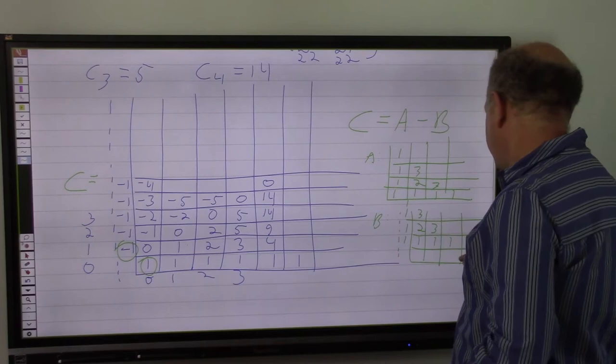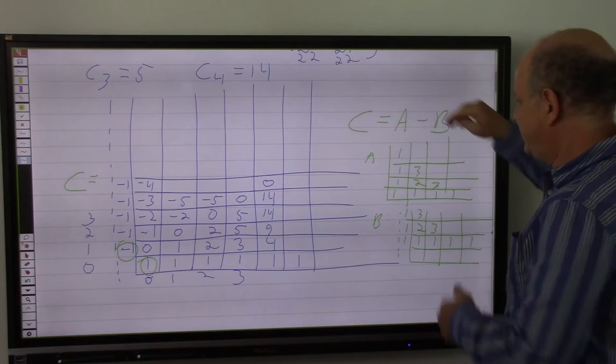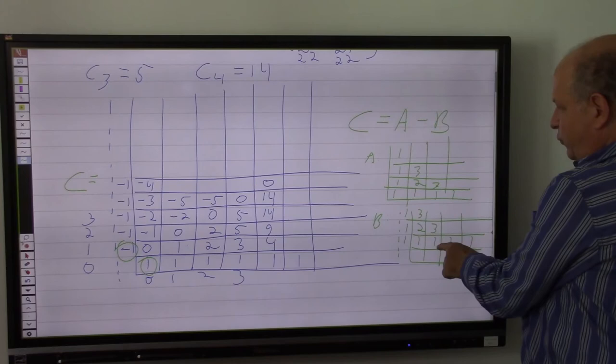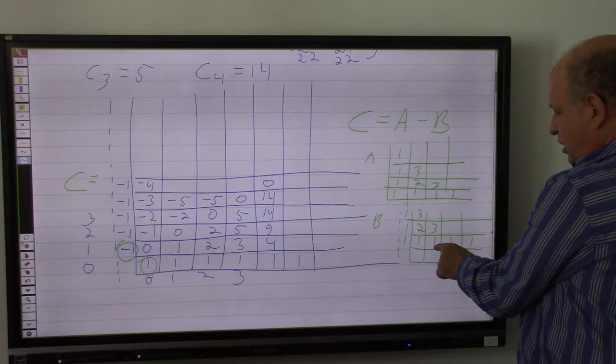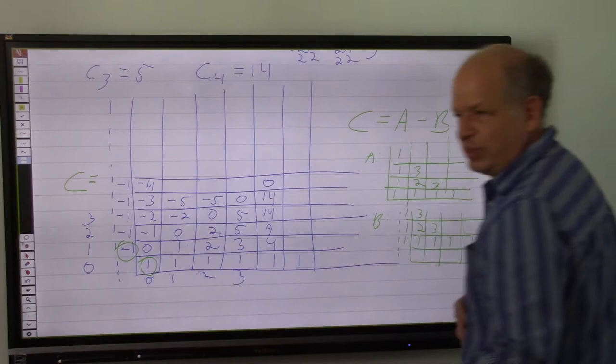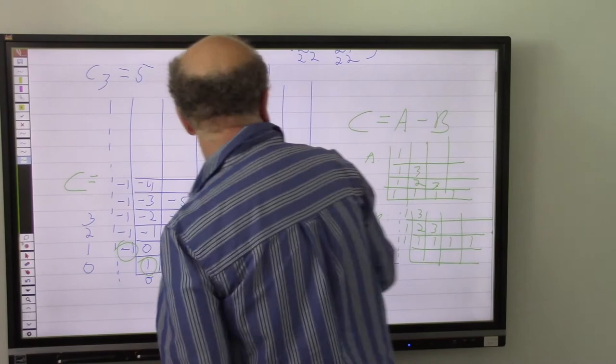So now, if I want to know what's in table C in position 2, 2, I need to look at the 2 here and subtract. At position 1, 1, I need to look at the 2 here and subtract from it the 1 here. And I get 1, which is indeed what I'm supposed to get. Sorry, I'm really blundering.